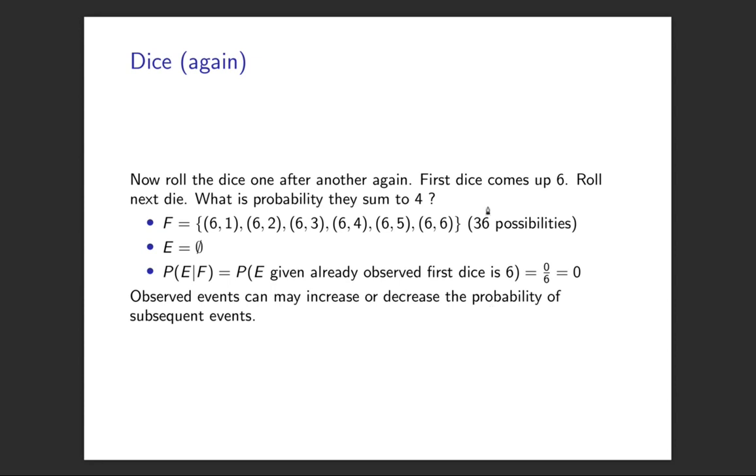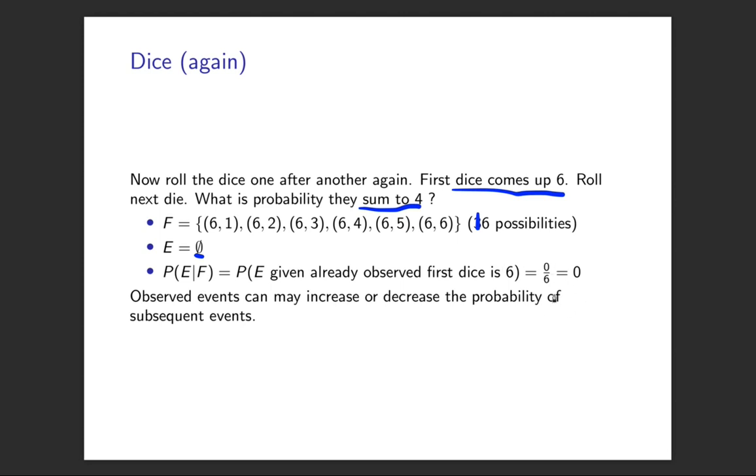Let's try another example. Suppose the first dice came up a 6. And we ask again, what's the probability they sum to a 4? So the F is now that the first dice was 6, and the second one could then be anything from 1 to 6. So it says 36 now, there's just 6 possibilities there, right? And the event E that they sum to 4, well, the first dice was 6, so they can't sum to 4, so that's actually the empty set. There's no elements in it. And so the probability that they sum to 4, given the first dice was 6, is going to be 0 over 6, which is just 0.